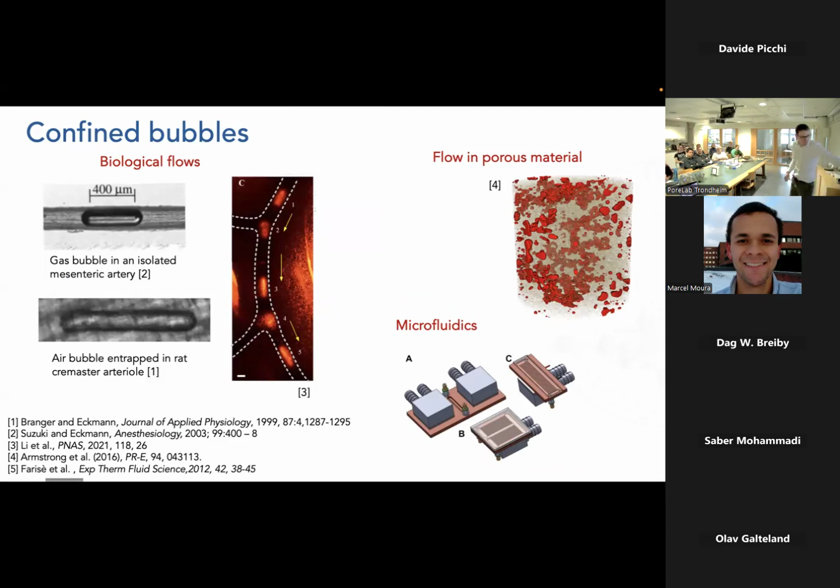Okay. These are in vivo experiments. These are real bubbles. Actually, we're injecting air inside the blood vessels, probably of a rabbit, in order to check air embolism and stuff. Or this is the classical example of ganglia in porous medium or in general microfluidics.